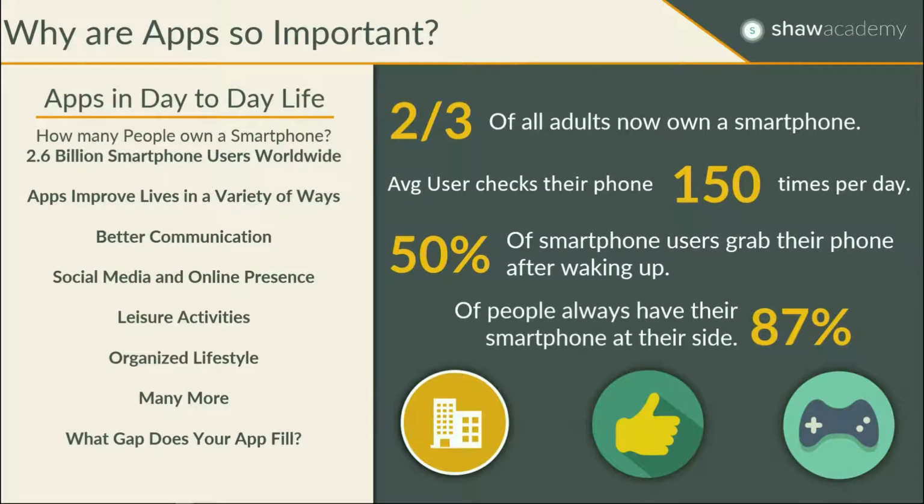And it can be pretty easy when you think about it, because 87% of people always have their smartphone at their side, which means that it is possible for them to check your app and use your app very, very easily, rather than them having to log on online on a PC, on a desktop, whatever it may be. It is all about making your app as accessible as possible.